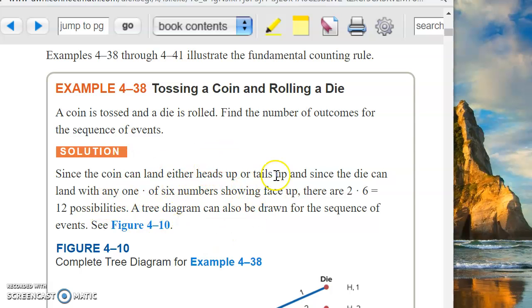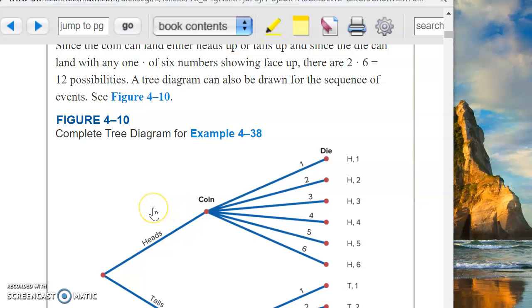The coin can land either heads up or tails up. And since the die can land with any one of 6 numbers, there's 1, 2, 3, 4, 5, or 6, that means that there's 2 times 6, there's 12 possibilities. And if you draw a tree diagram, it actually will help you see this, okay?